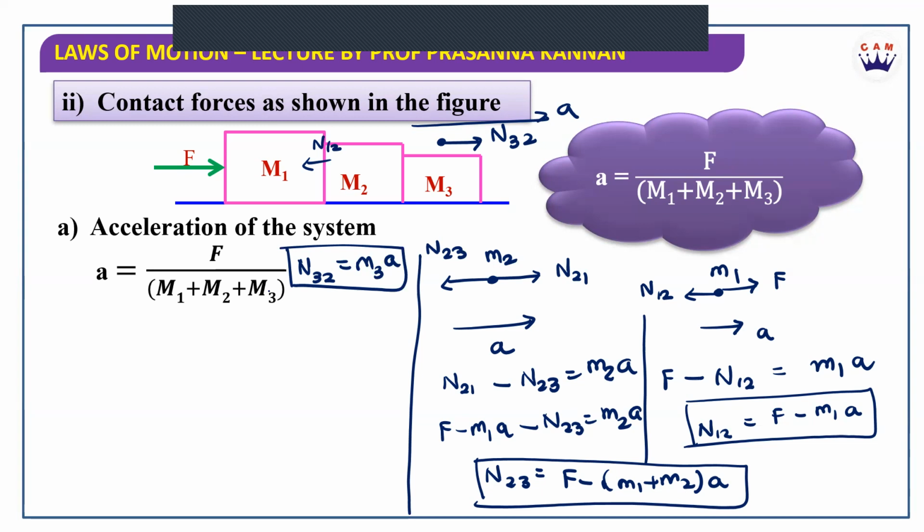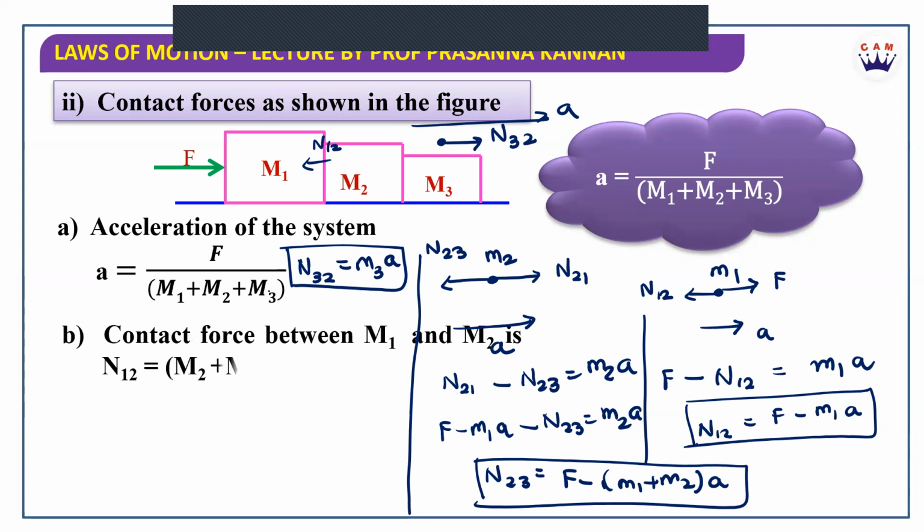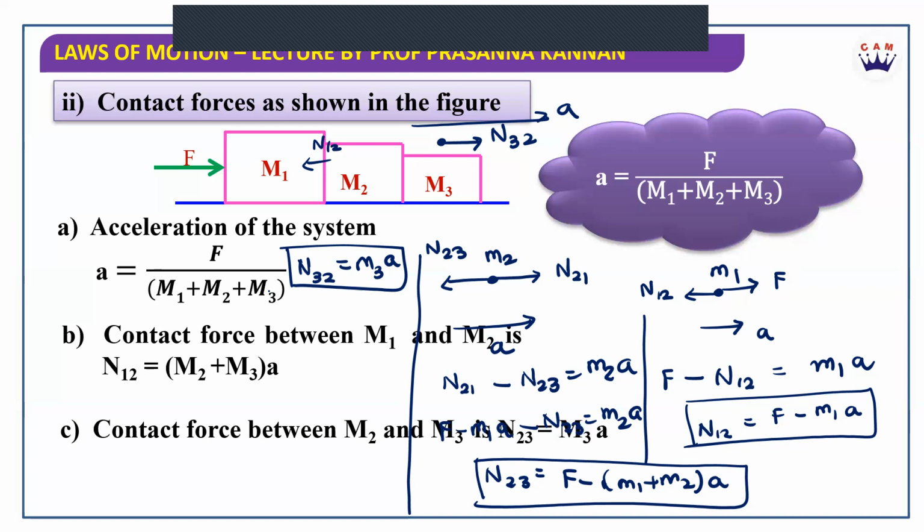Now you can see, students, what we have derived. So contact force between M1 and M2, which is N12. What is N12? F minus M1A. F is nothing but M1 plus M2 plus M3 into A. So what will cancel here? M1A, M1A will cancel. You'll get back M2 plus M3 into A. That is the contact force between M1 and M2. Next, contact force between M2 and M3 is going to be M3A that we have derived here. Clear, students?